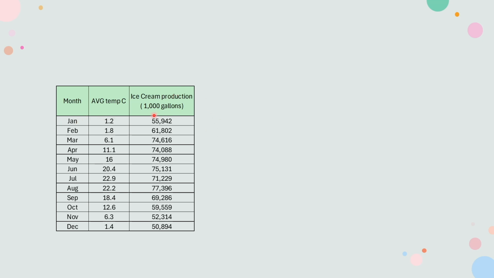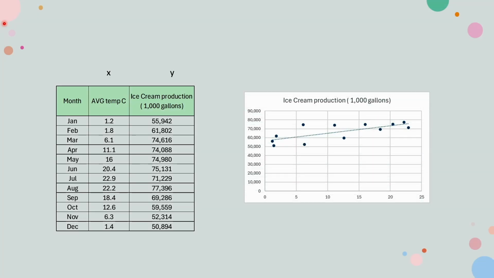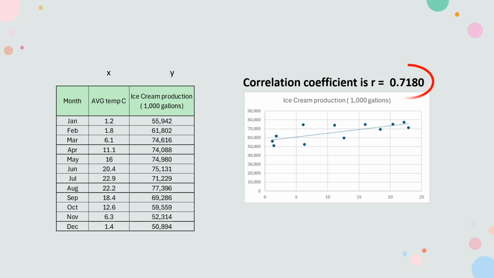As you can see here, ice cream production is also gathered, and let's say the ice cream production is related to the demand. Then maybe we can hypothesize that the production is greater when the temperature is higher. Putting that in a scatter plot, x is plotted horizontally and y vertically. In this graph, we can see that there is a trend. In higher temperatures, the production does increase. This data has a correlation of 0.7180.